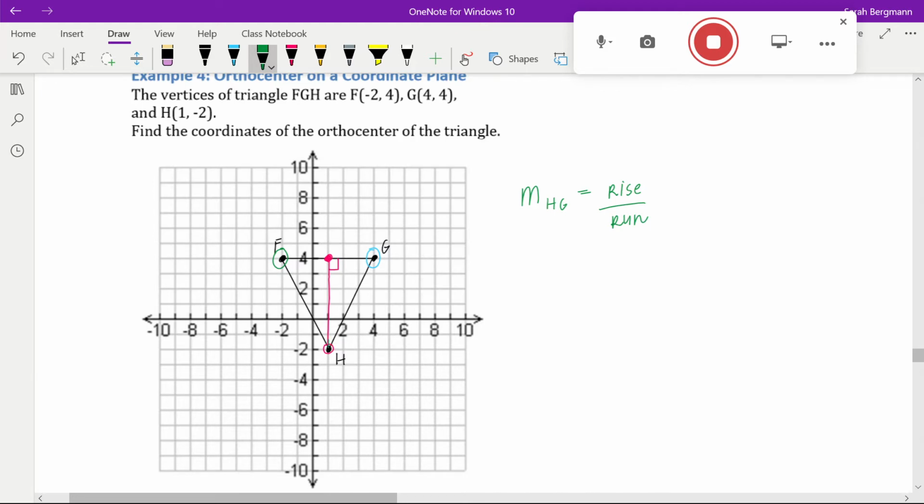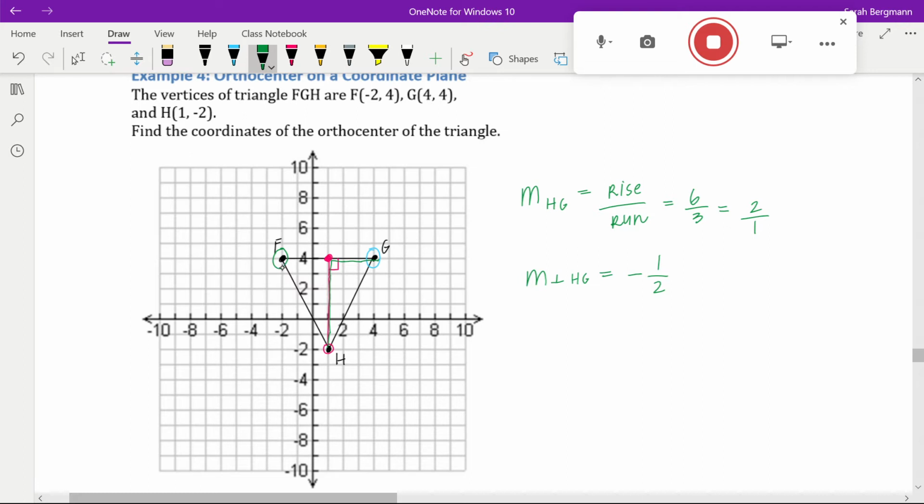So I will count here. I see it goes up 1, 2, 3, 4, 5, 6, and over 1, 2, 3. So I know my slope is equal to 2 over 1 if I reduce it. So with a slope of 2 over 1, I can find the slope of the perpendicular line by taking the opposite reciprocal. So I know the slope of the perpendicular would be -1/2.